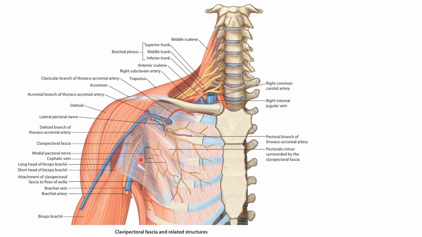And you can see this is the clavipectoral fascia. It lies deep to the pectoralis major and superficial to the pectoralis minor. And this is the cephalic vein. The cephalic vein pierces the clavipectoral fascia, and you can see this is the lateral pectoral nerve that pierces the clavipectoral fascia, and this is the thoracoacromial or acromiothoracic artery and its branches. It has four branches: clavicular branch, pectoral branch, acromial branch and deltoid branch. And also you can see this is the medial pectoral nerve. Remember, the medial pectoral nerve does not pierce the clavipectoral fascia.